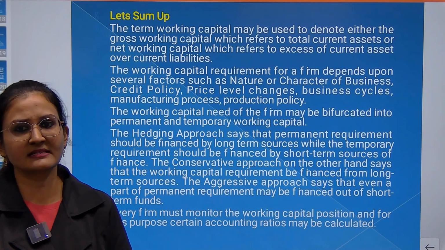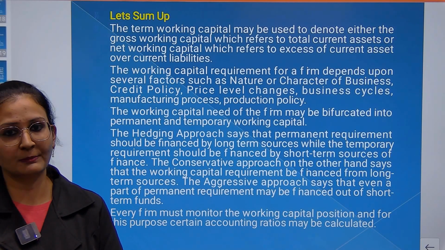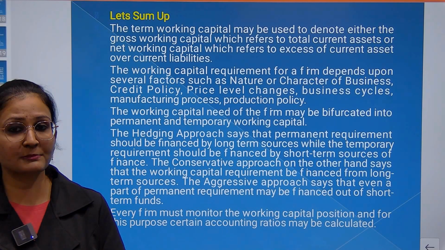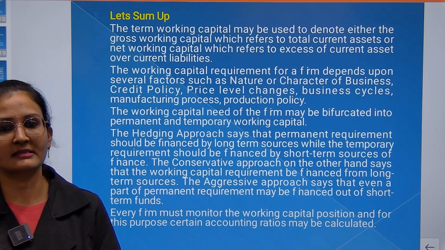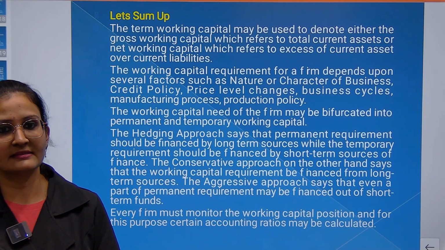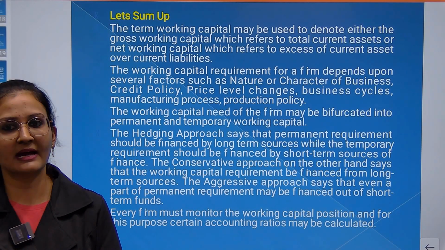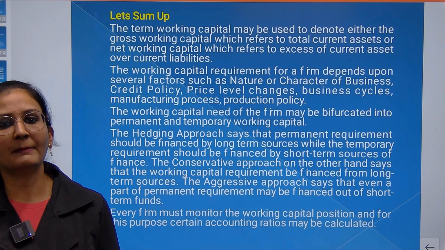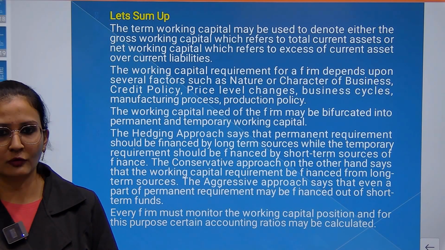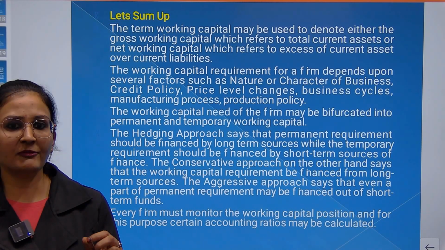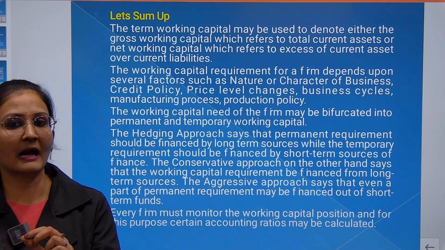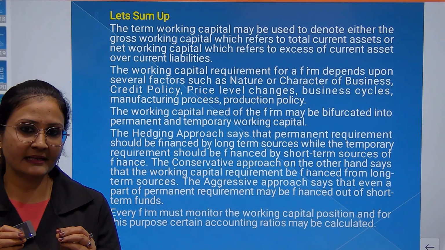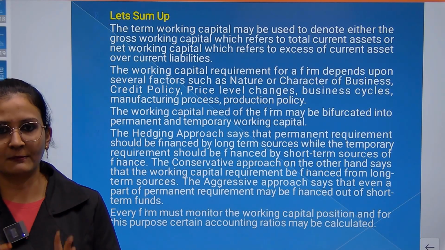The hedging approach says that the permanent requirement should be financed by long-term sources, while the temporary requirement should be financed by the short-term sources of finance. The conservative approach on the other hand says the working capital requirement be financed from long-term sources, and aggressive approach says that even a part of permanent requirement may be financed out of short-term funds. Every firm must monitor the working capital position for the purpose of attaining their goals and objectives.